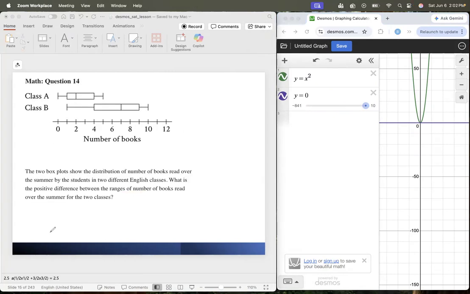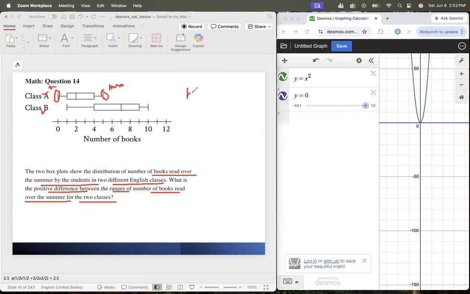Question 14. Two box plots show the distribution of the number of books read over the summer by students in two different English classes. What is the difference between the ranges of the number of books read over the summer for the two classes? So class A, class B. When you see a box plot, basically this is the distribution. Here is the minimum and here is the maximum.